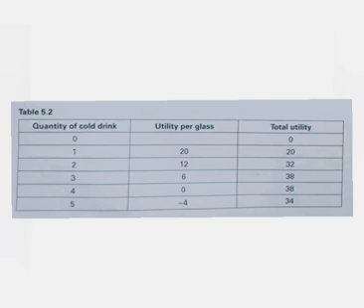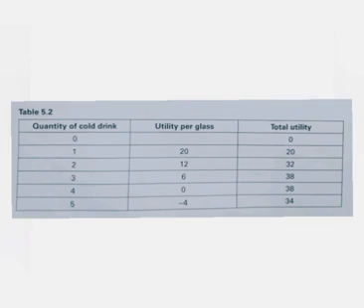Glass number 2, he obtained 12 utils of satisfaction, which made his total utility 32. Glass number 3, he obtained 6 utils of satisfaction, which made his total utility 38. Glass number 4, he obtained 0 utils of satisfaction, so his total utility is still 38. Nothing is changed. Glass number 5, he obtained negative 4 utils of satisfaction, which made his total utility 34.